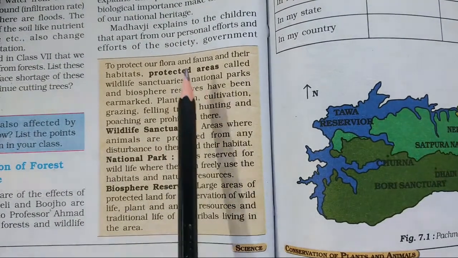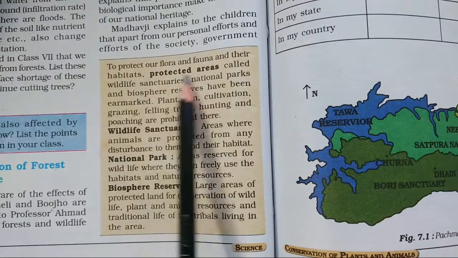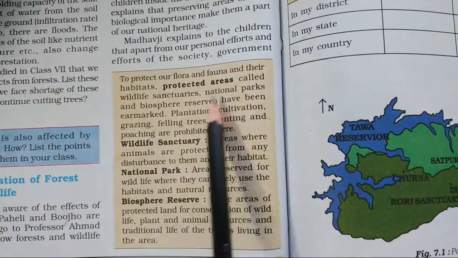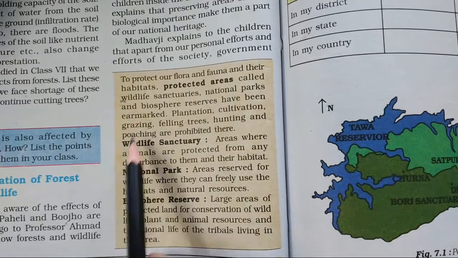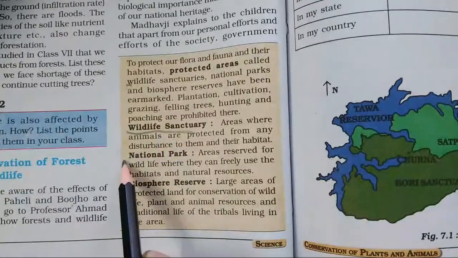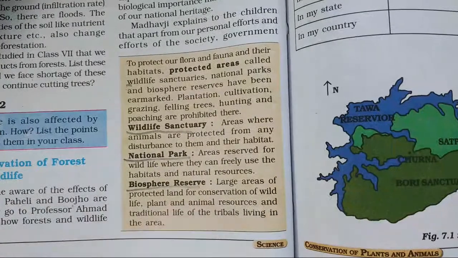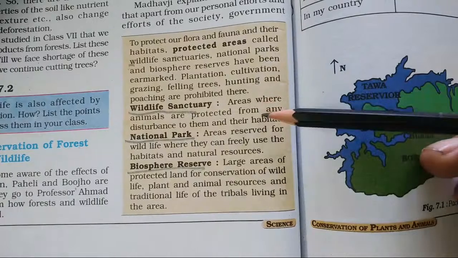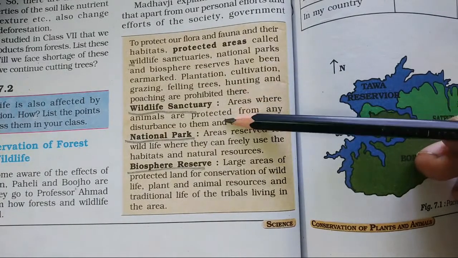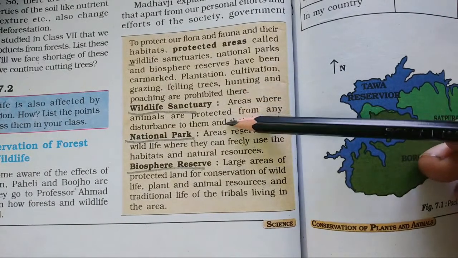To protect our forest, there are some protected areas. These are called wildlife sanctuaries. So these are the wildlife sanctuary, the national park, and the biosphere reserve. So three places are allotted by the government to protect the forest and the wildlife.